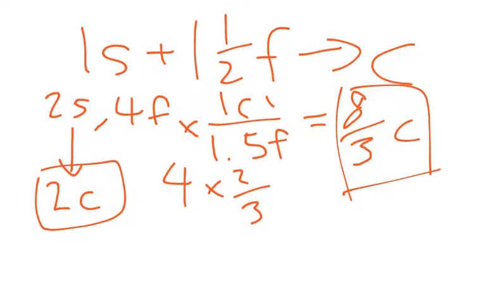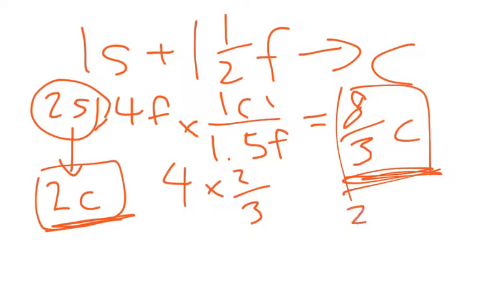So what's our limiting reactant? What's the thing that's keeping us from making more cake? Well, it's the sugar, because the sugar is allowing us to only make 2 cakes, while the flour can make up to 8/3 of a cake, which is about 2.66 cakes.